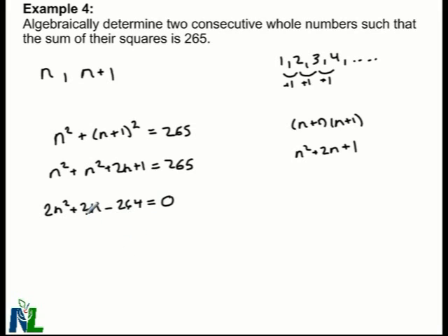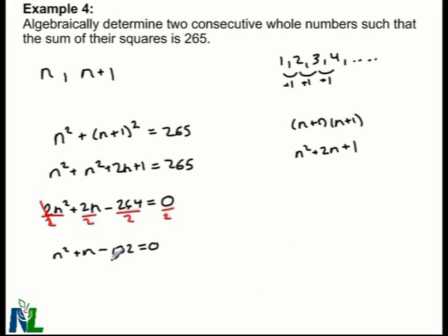Before I do anything else, I notice that all of these would be divisible by 2, since they're all even numbers. Dividing all by 2, my 2's cancel there, and I have n squared plus n is equal to negative 132.